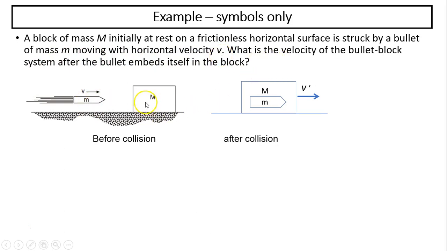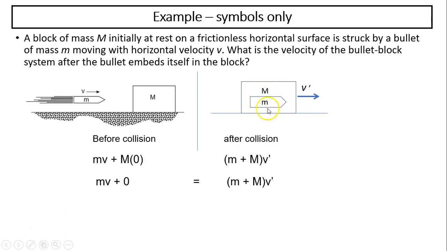Now when the bullet is embedded in the block, what is the velocity of the bullet-block system after the bullet embeds itself in the block? So here is before the collision, this is after the collision. What is the momentum before the collision? Little m times v plus big M times 0, because this big block is at rest. Momentum after collision: these two masses together move with the same velocity v prime.